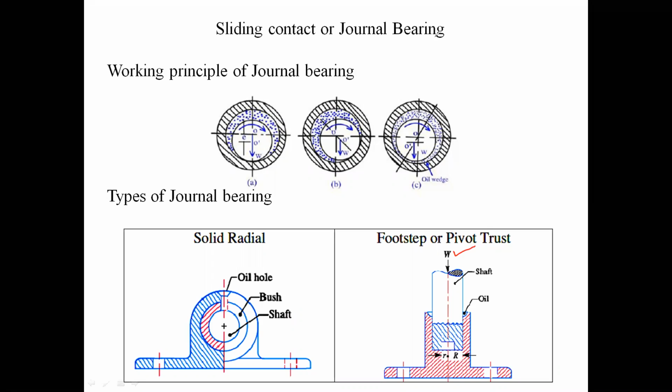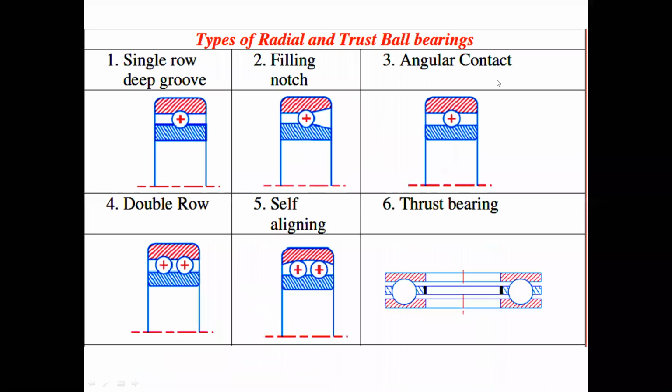Now this is a simple type of journal bearing. Actually, in our syllabus we are interested in anti-friction rolling or ball bearing. But still we must know what a journal bearing is and what the types of journal bearing are. That's why I included this slide. So this is the simple working principle and types of journal bearing. When we think about radial or thrust ball bearing, because this slide is in our syllabus, somebody may ask you to draw the figure as well as enlist the different types of ball bearing.